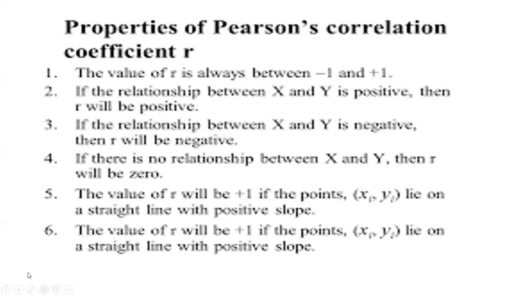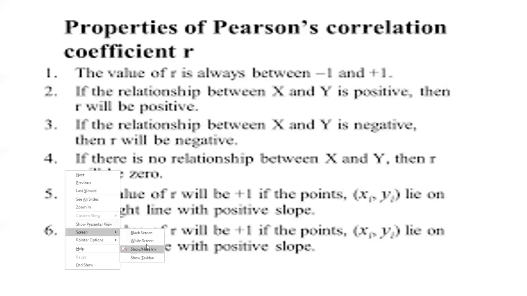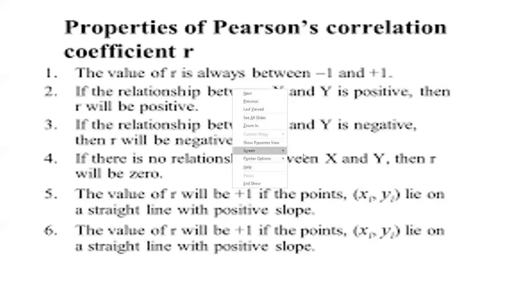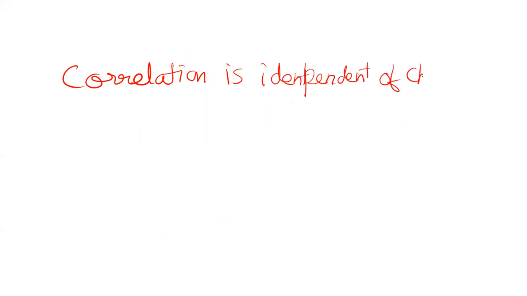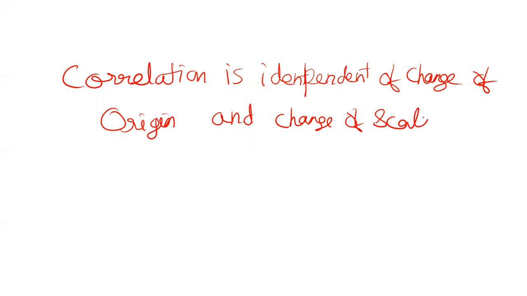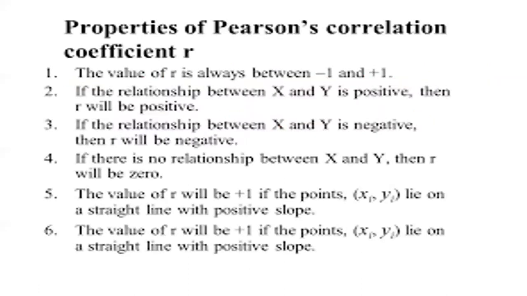Then there is one more important property which I would like to tell you, which is asked in exams many times. This property is very important: the correlation coefficient is independent of change in origin and change of scale. So that was the point which I was telling you.